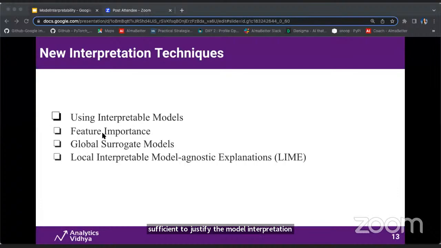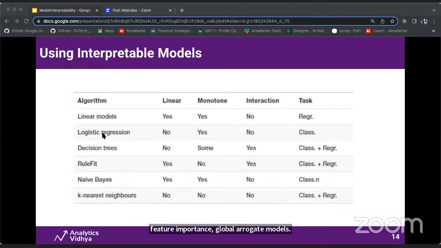So we have a lot of new interpretation techniques out there as well. Keeping these points in mind, we have a lot of techniques. The first is using interpretable models. Then we have feature importance, global surrogate models, and then we have the LIME method, which is a very novel method. Let's quickly jump on to the interpretable models. So this is the first new technique of model interpretation, which is using interpretable models.